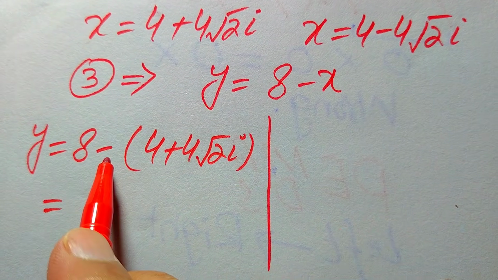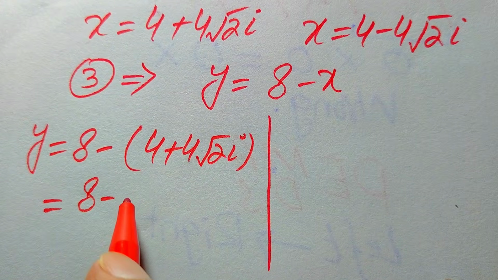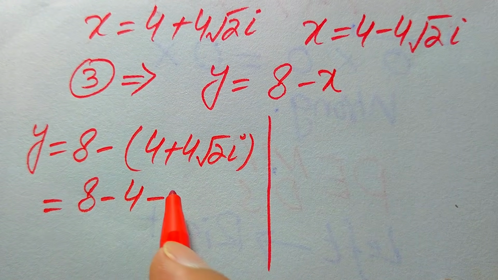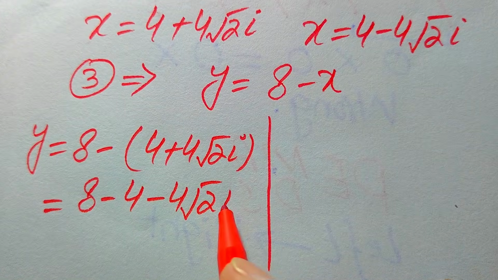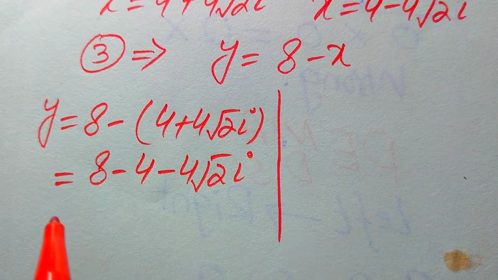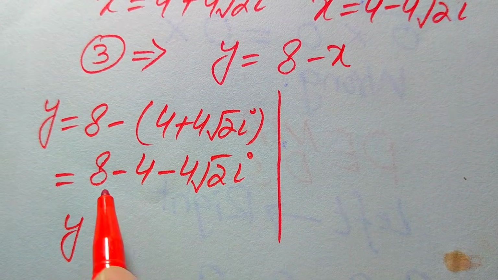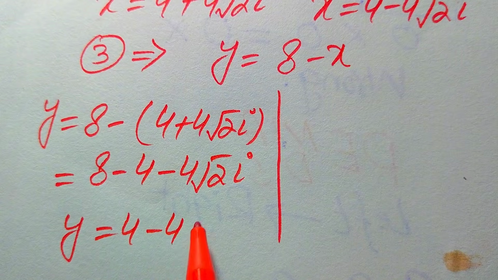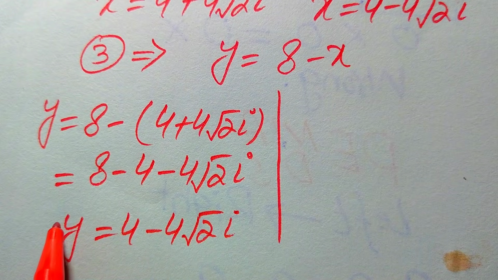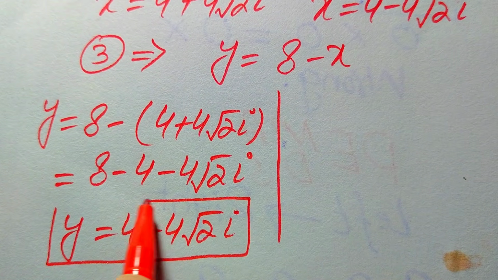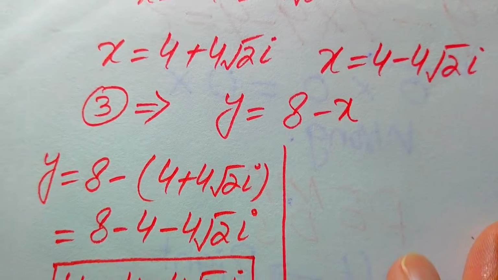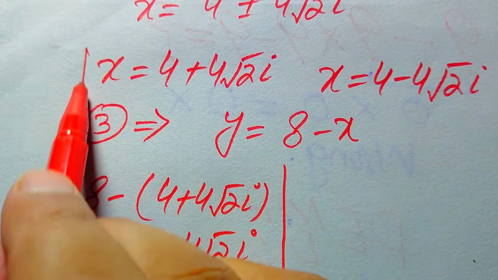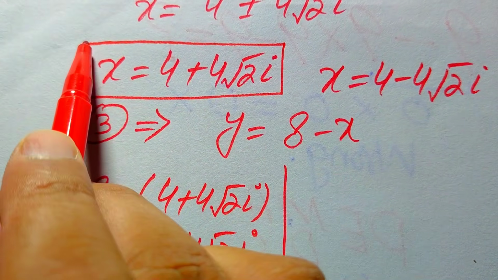So we multiply this negative sign on each of these values and we get here 8 minus 4 times the square root of 2 into iota. So we obtain y equals 8 minus 4 becomes 4 minus 4 times the square root of 2 into iota. This is the value of y corresponding to this value of x.